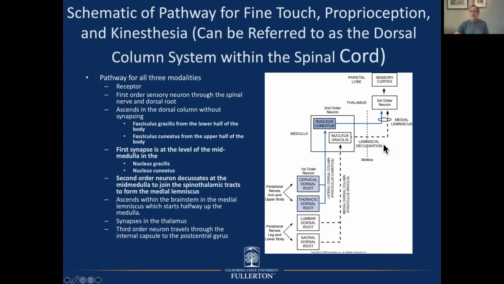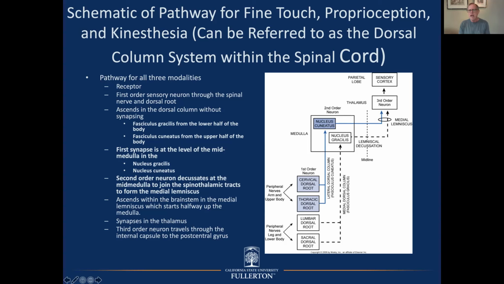The second order neuron now crosses the midline. Here it is, crossing the midline. And what level are we at? The mid-medulla. So the two fasciculi continue their ascent up through the cord and into the lower medulla, synapse on these two nuclei, the second order neurons cross the midline, and then they join the fine touch and proprioceptive pathway. Remember, we called that one at that point, because they'd all kind of come together, simply the spinal thalamic tract.